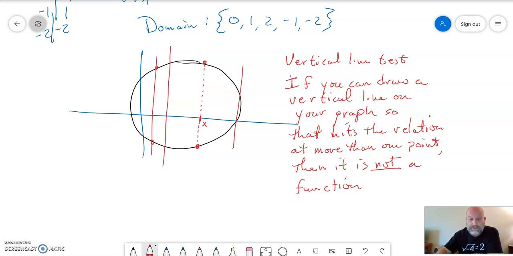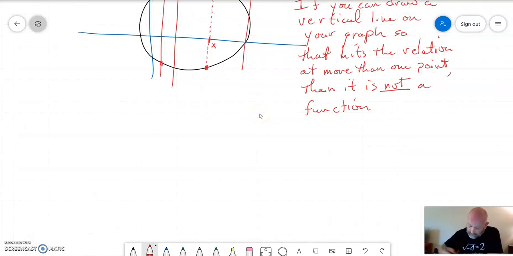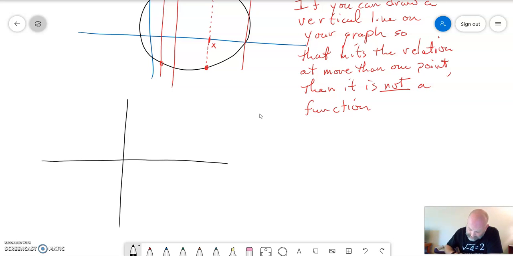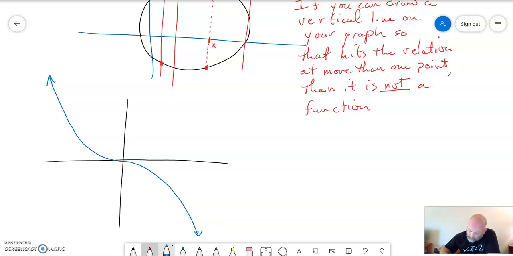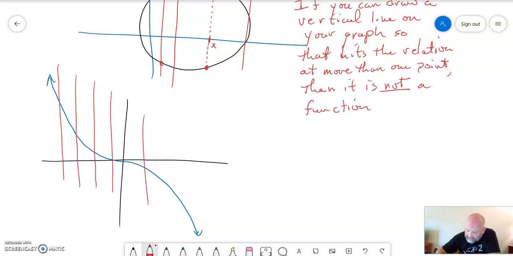And if I want to take a look at a different graph, let's go ahead and look at another one. Let's say I have something that looks like this. And I want to know if this is a function. At least from what is drawn here, you notice no matter which vertical line I draw, I'm only intersecting the graph of the relation at 1 point. I never hit more than one when I draw a vertical line. And so because of that, this is a function.